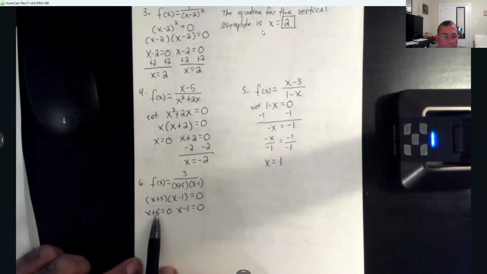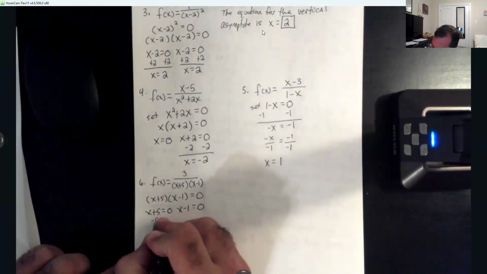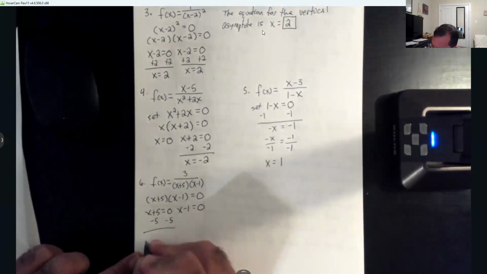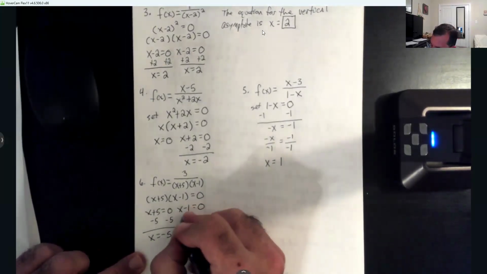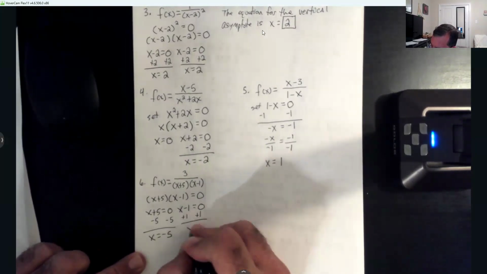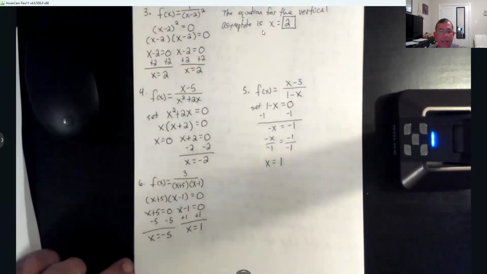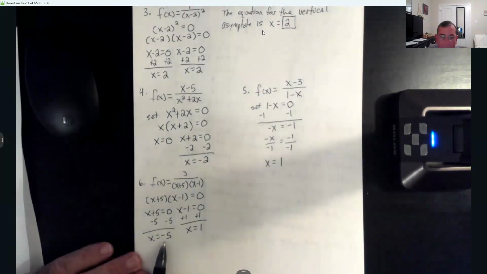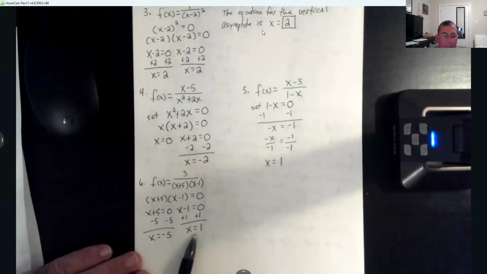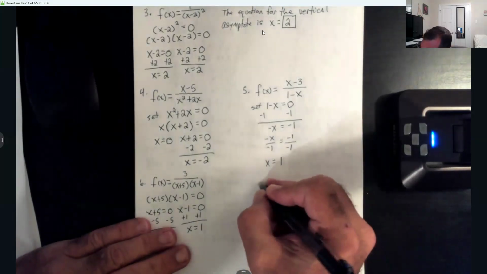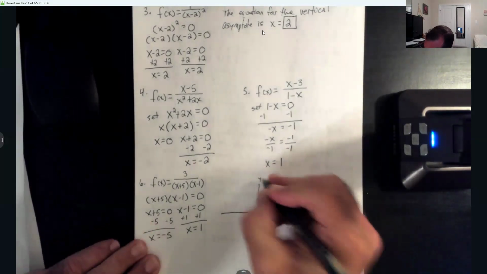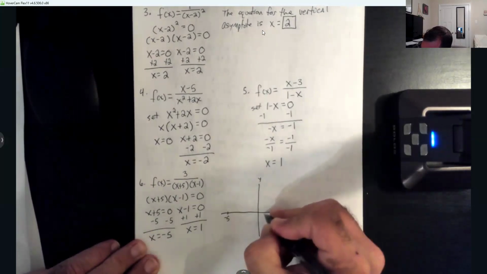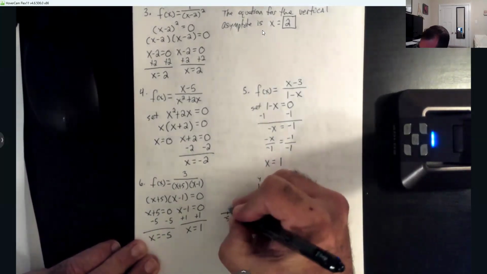All right, y'all, so here we go. The first one, we'll subtract 5. The second one, we will add 1 to both sides. And I get x equals a positive 1. So I know that this one on the left side at negative 5 would have a vertical asymptote and that positive 1. So y'all over here is negative 5. And then here would be positive 1.